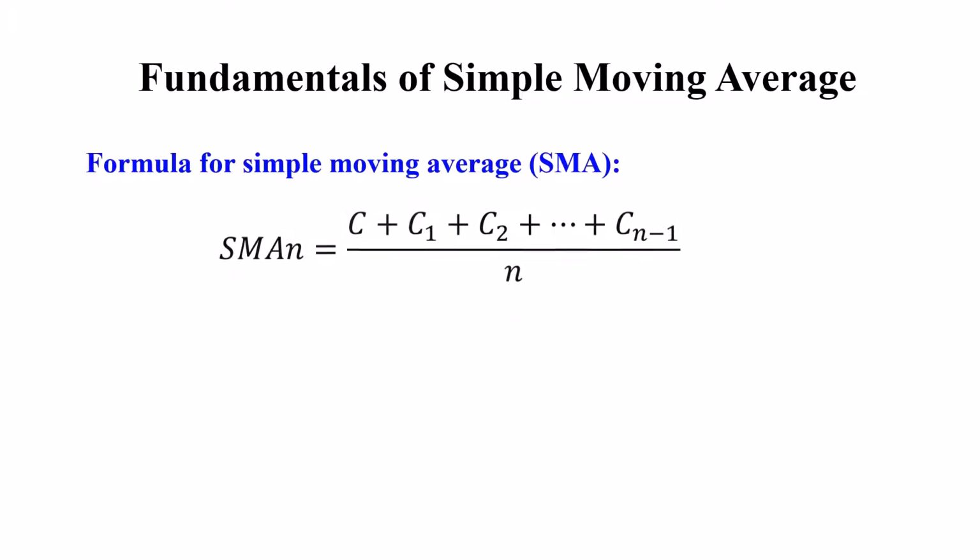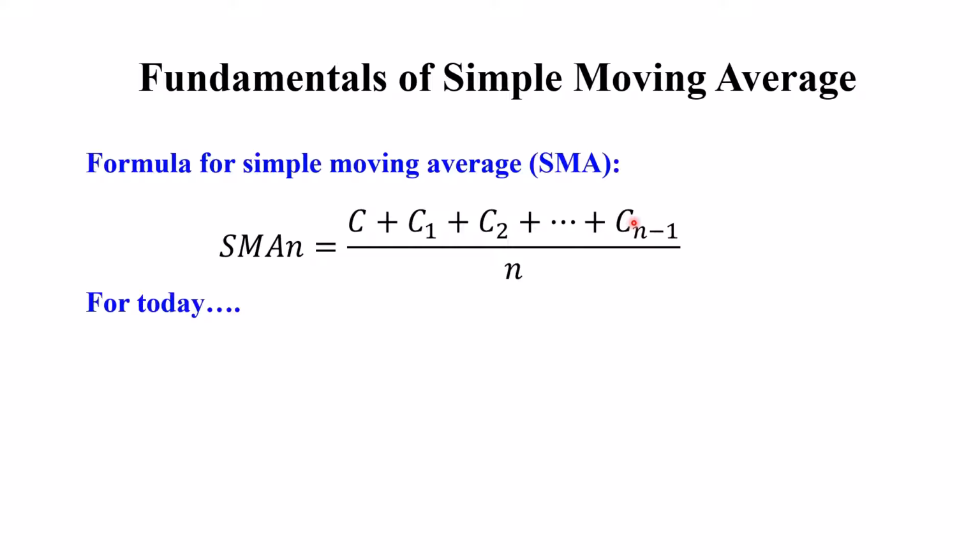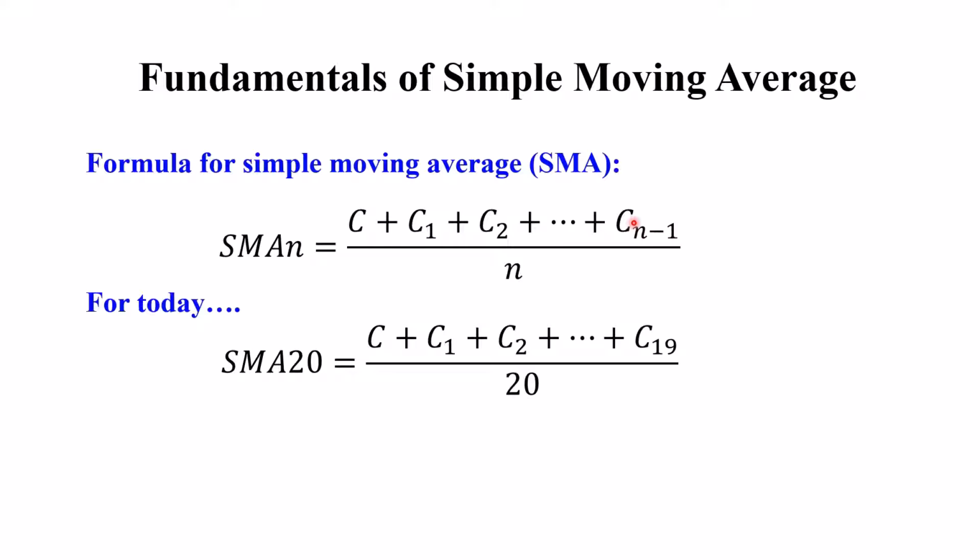Simple moving average, SMA, is one of the most important indicators for stock charts. SMA can be expressed by the following equation. Here N is the number of days, C is the close price, C1 is yesterday's close price, C2 is the close price 2 days ago, and so on. As a result, today's 20 days moving average can be expressed by the following equation.